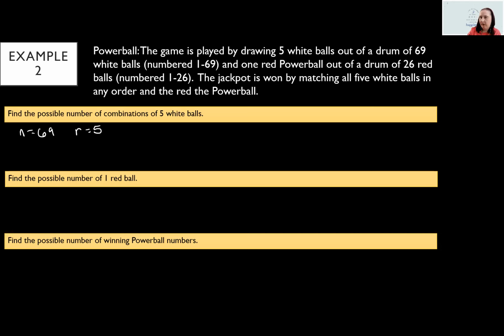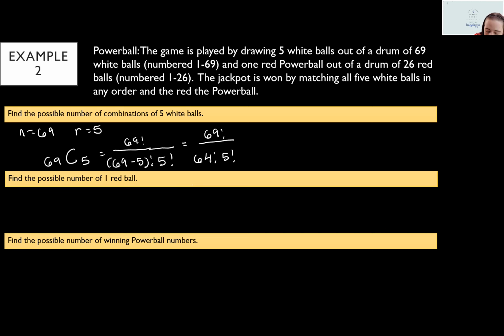If they're numbered starting at 0, there would actually be 70 of them. 0 to 69, that's actually 70. But we've got 1 through 69, so there's 69 of them. So we've got 69 choose 5. So that's 69 factorial over 69 minus 5 factorial, also over 5 factorial. So this is 69 factorial over 64 factorial times 5 factorial.